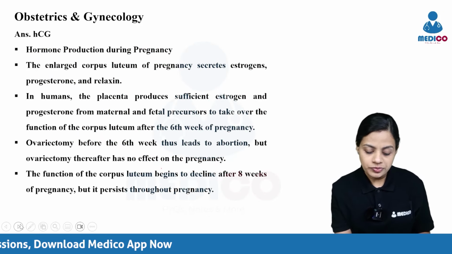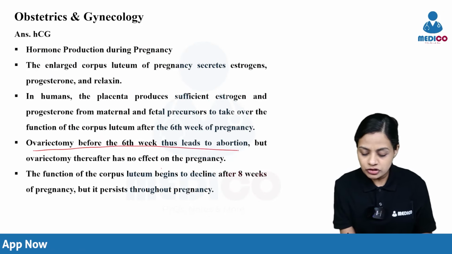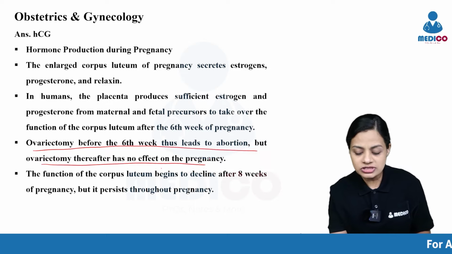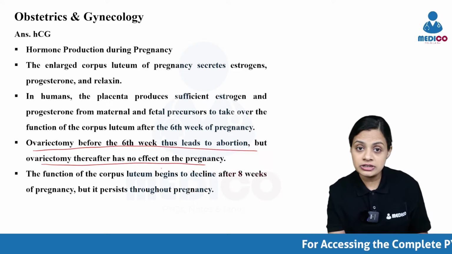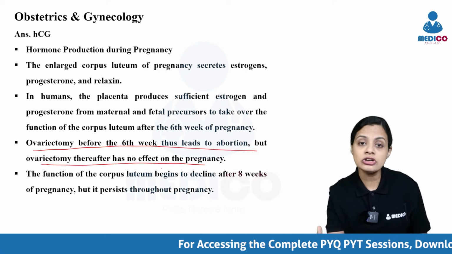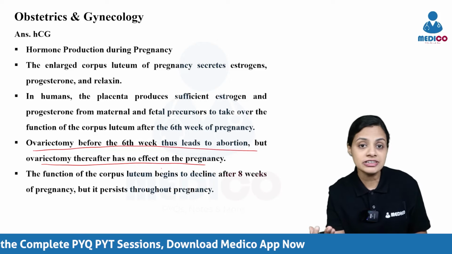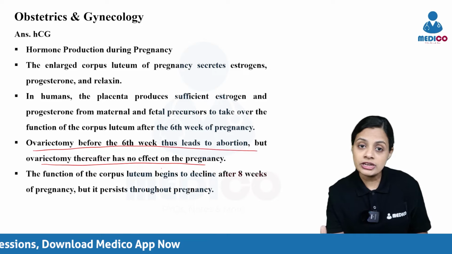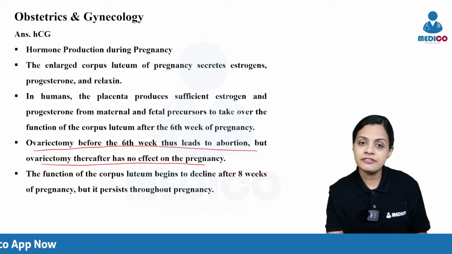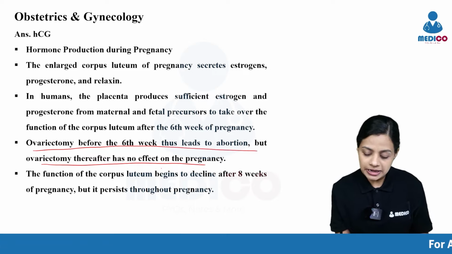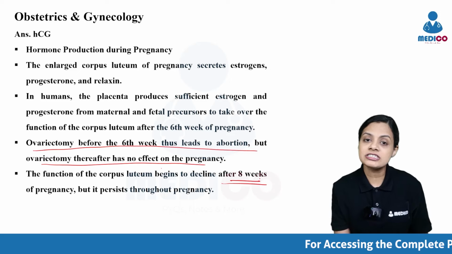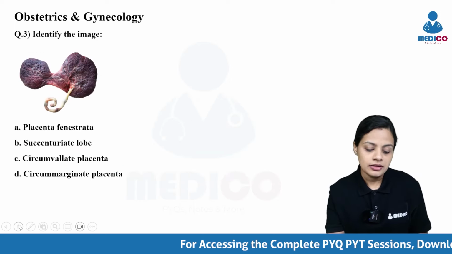Okay. So, this is one thing you have to remember. Ovariectomy before the 6th week leads to abortion. So if the woman has an ovarian torsion or something after her first trimester, or say after 10 weeks, you can easily take out the ovary. It will not be affecting the pregnancy because the placenta will take over the function by 8 weeks.